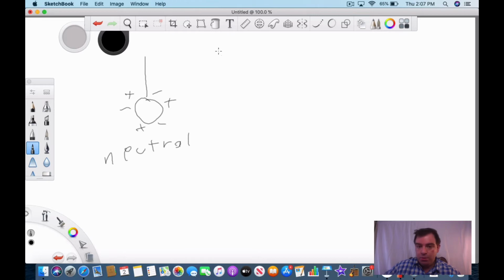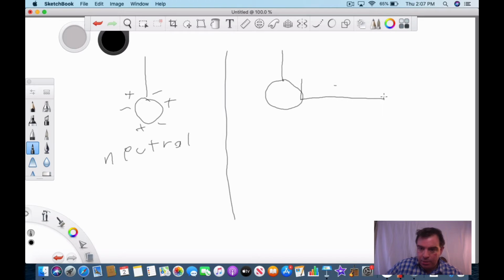So now, here's the first scenario. We're going to charge this object by contact. Here we have the pith ball, and here is the lucite rod. The lucite rod now touches it. Notice how before they didn't touch, but now they actually touch. So we are going to have a transfer of electrons. Where are they going to go? Remember, the electrons are the only ones that move.